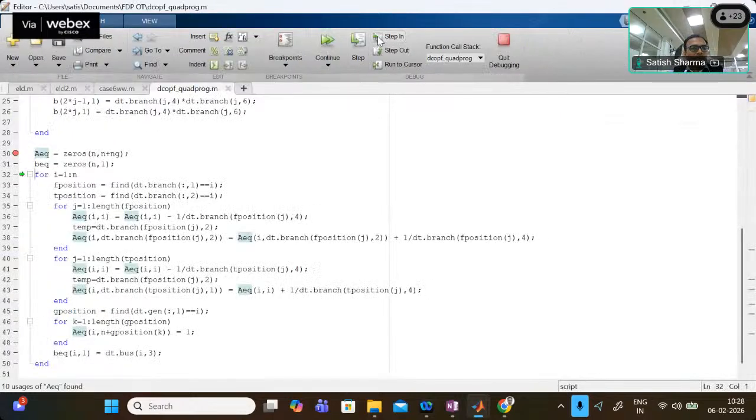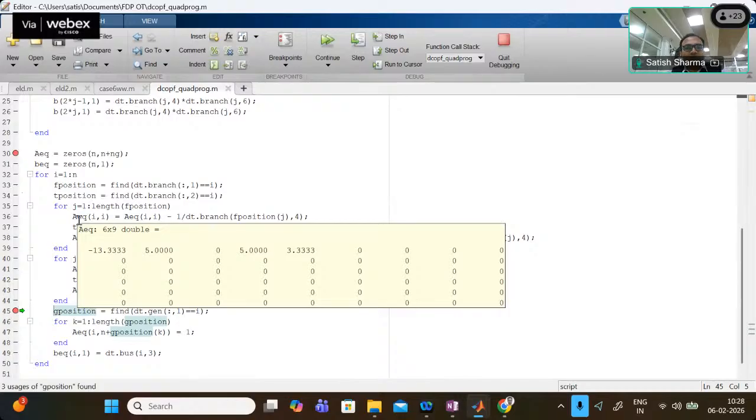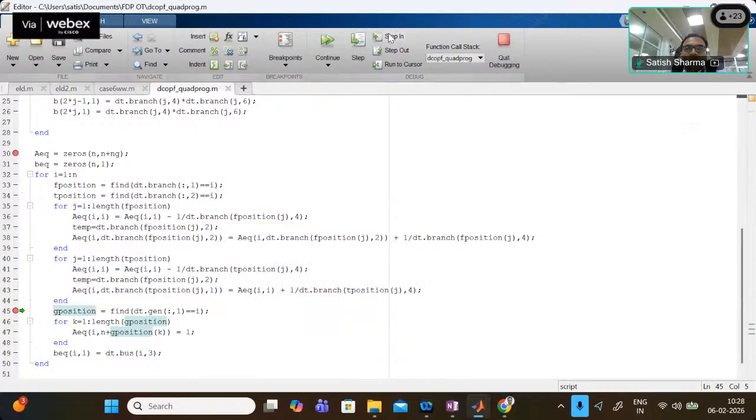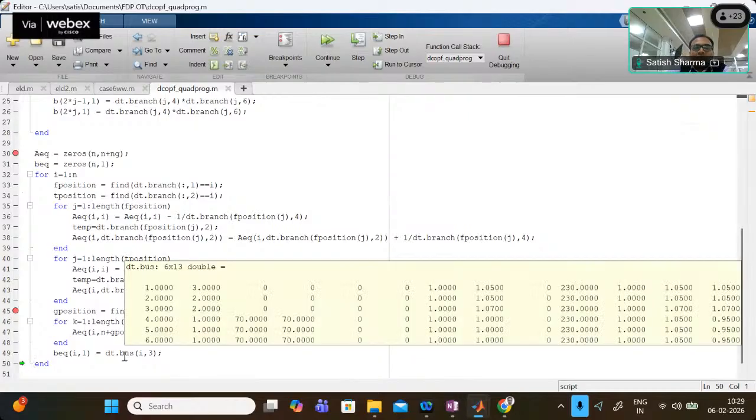Now if I step in and check for aeq, this part I think we were already placing here. Continue, and aeq was the same as we understood earlier. There is no generator now at bus number 1, and we have placed them at bus number 2. So step in, and it will not run for that. And in beq it will be 0 because there is no load at the bus number as well. You can see the 3rd column, it's 0 4 1 2 3.